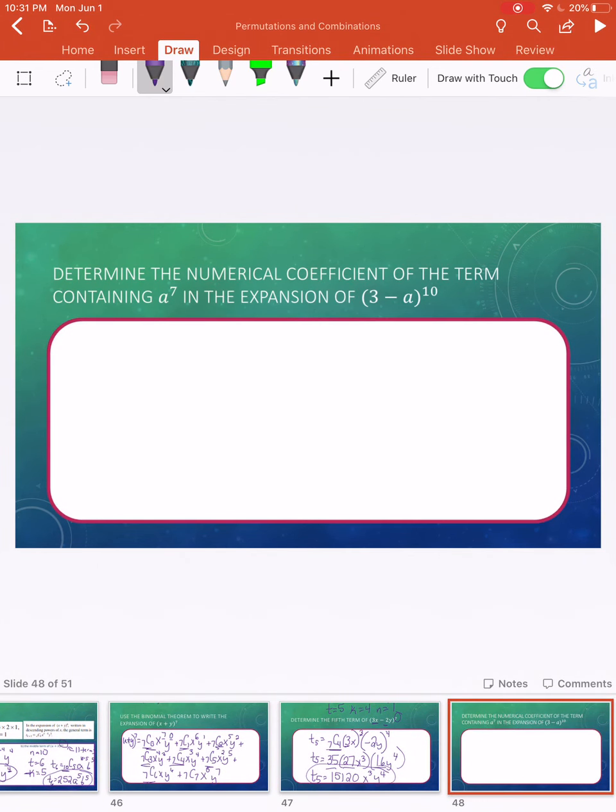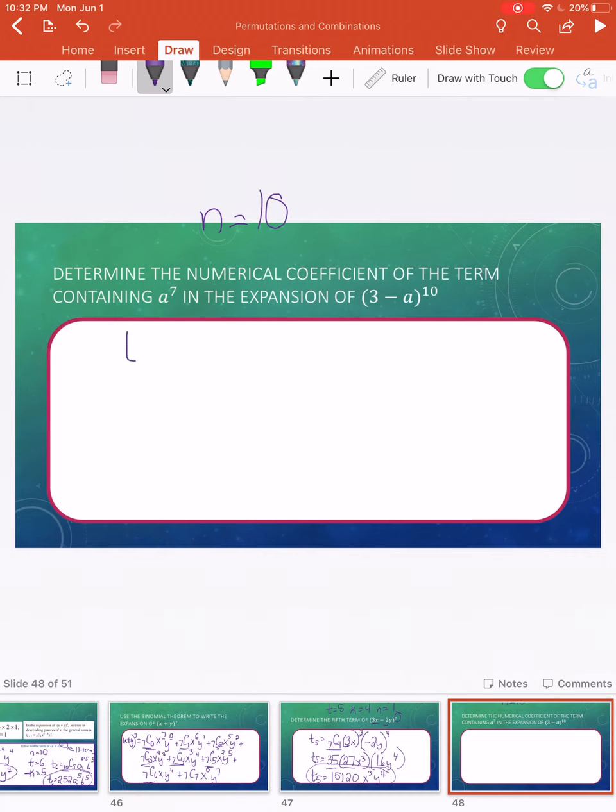All right, next question. Determine the numerical coefficient of the term containing a to the 7 in the expansion (3 minus a) to the 10. So this one is trickier because we fill out our legend. We still know n equals 10. But we actually don't know what term we're looking for. So let's start by filling out the formula again.